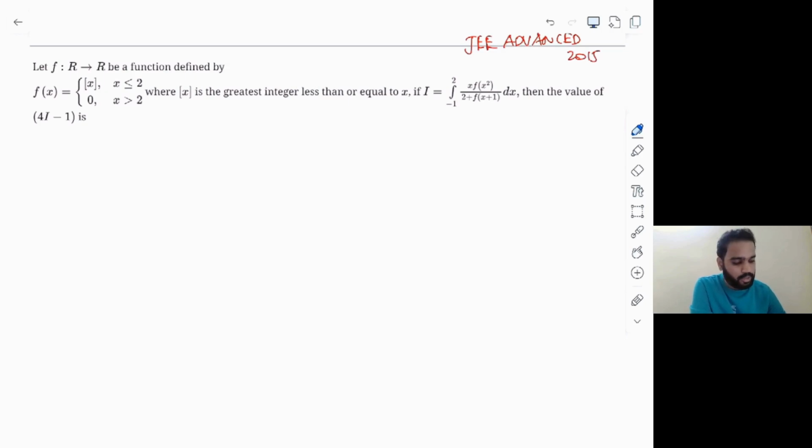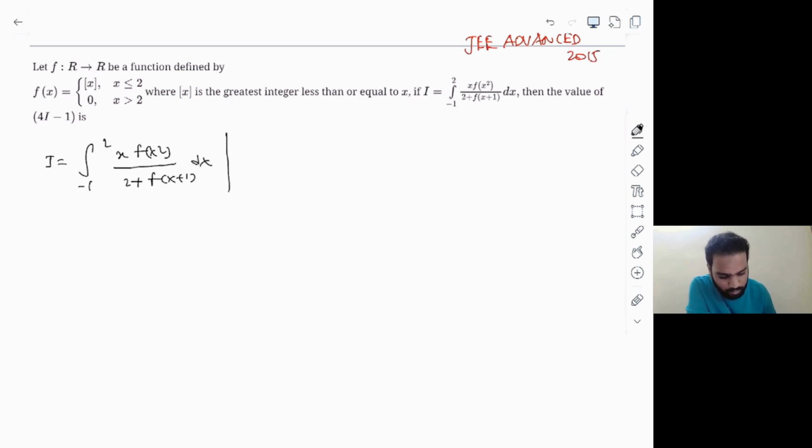Now it is a question from JEE Advanced 2015 and completely property based question and potentially very important for upcoming JEE Advanced. So f of x is given to you already, but look at what we need to calculate, that I is equals to integral minus 1 to 2 x into f of x square divided by 2 plus f of x plus 1 of dx. So the main problem is we need to evaluate the two functions separately, that is f of x plus 1.